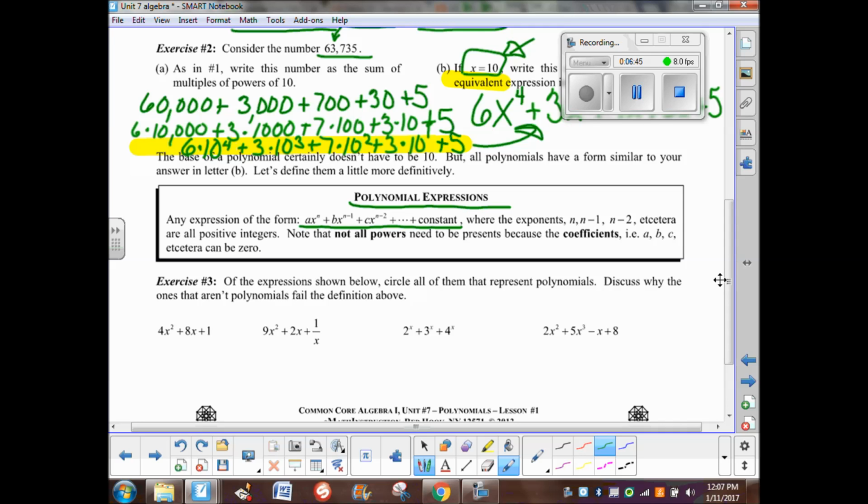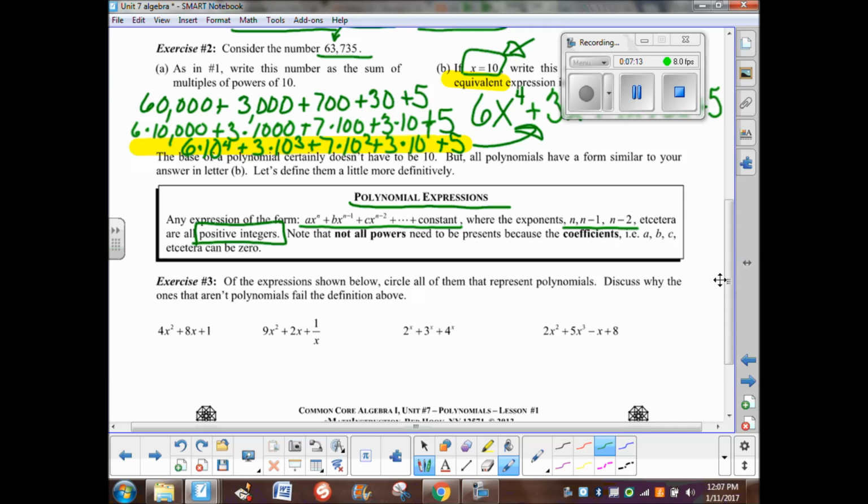So it says ax to the n is any exponent, plus b, some other coefficient, x to the n minus 1, plus c, x to the n minus 2. Notice that our exponents are always decreasing, and then it ends with a constant. I always try to call that constant the caboose. The caboose of a train is always the end of the train. So it says where these are the exponents, as they continue, are all positive integers.